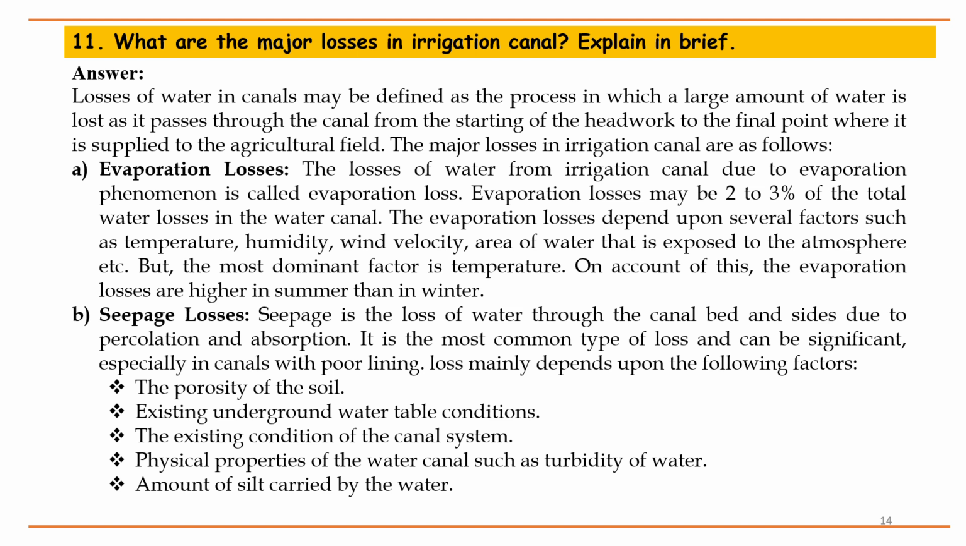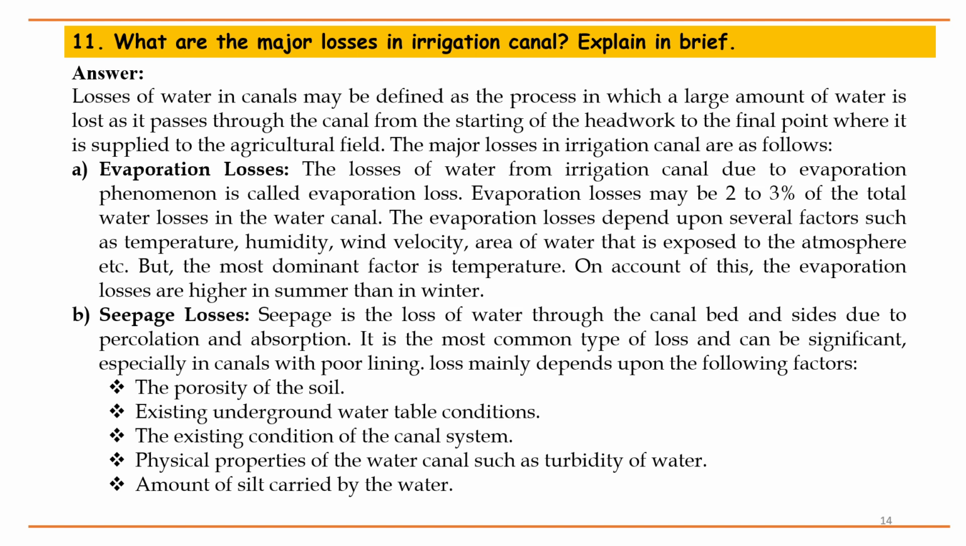The major losses in irrigation canal are as follows. A. Evaporation losses. The losses of water from irrigation canal due to evaporation phenomenon is called evaporation loss. Evaporation losses may be 2 to 3% of the total water losses in the water canal. The evaporation losses depend upon several factors such as temperature, humidity, wind velocity, area of water that is exposed to the atmosphere, etc. But the most dominant factor is temperature. On account of this, the evaporation losses are higher in summer than in winter.